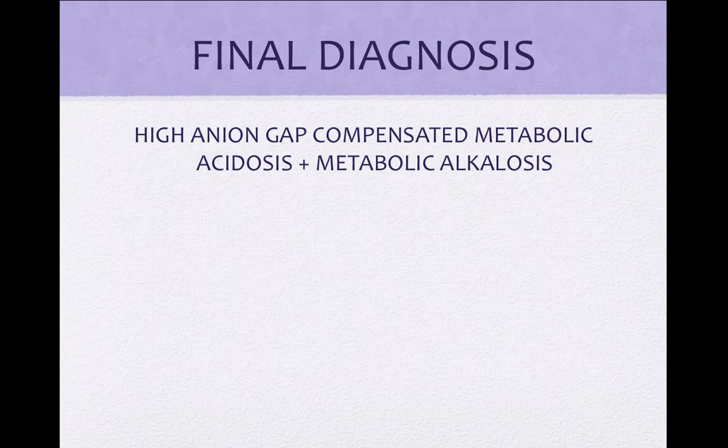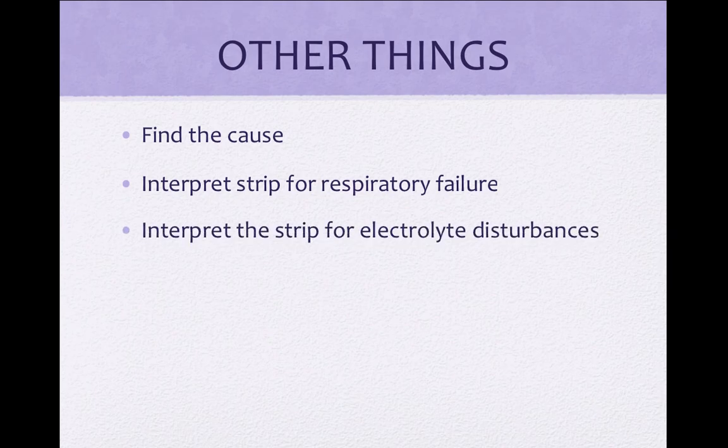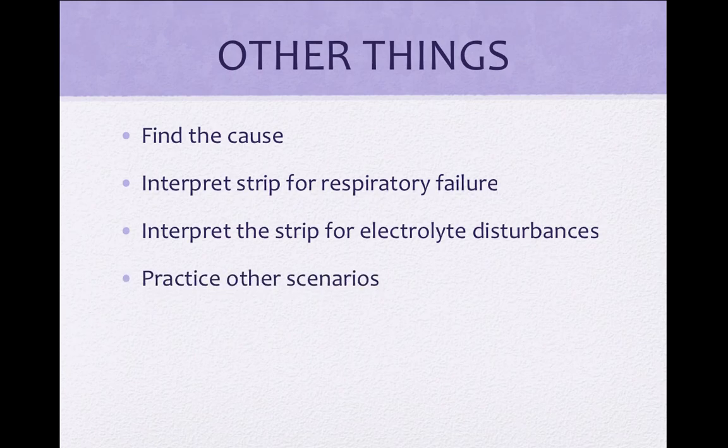So this actually simplifies how to interpret and solve an ABG. But there are other things that we can do with an ABG as well, like finding the cause. For example, right now we know that it's high anion gap metabolic acidosis, and for that there's a mnemonic known as MUDPILES to find out the causes. So that can also be done, but for that you can refer to the book to find out specific causes for each derangement. We can also interpret respiratory disorders in this strip, type 1 and type 2. We can also use this strip to interpret electrolyte disturbances. And finally, we can practice other scenarios as well.